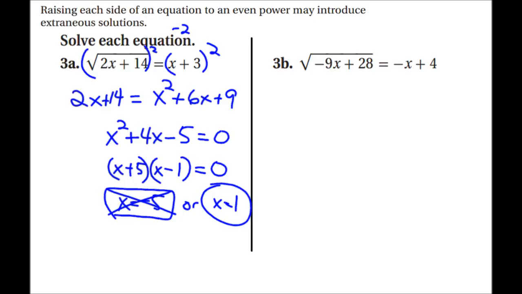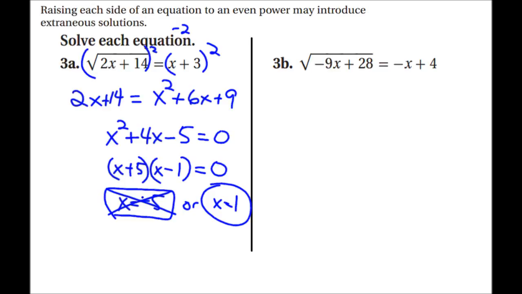So now if we test x equals 1, on the left-hand side, we get 2 plus 14, so we get the square root of 16, which is 4. And then on the right-hand side, we get 1 plus 3, which is 4. So again, we had ended up with an extraneous solution. It's an extra. So we get that x equals 1, and that all works out.